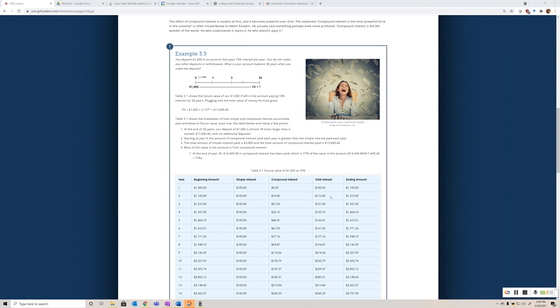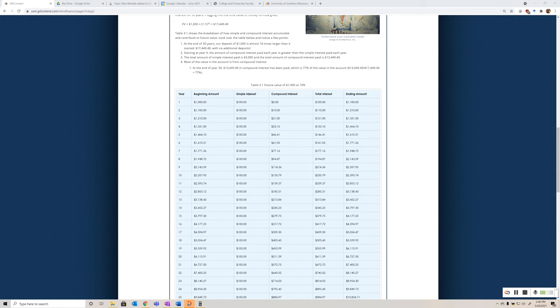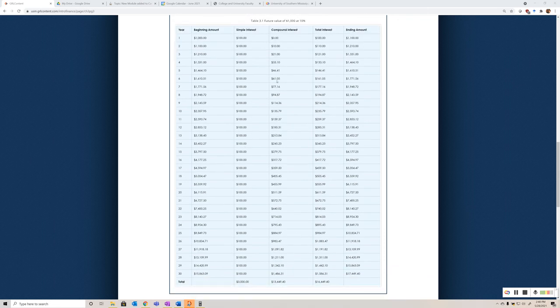This process continues, and what I want you to notice is that the simple interest we get credited every year is $100. It doesn't change. Right? Look at the accumulation of compound interest. It goes from $0 over year one to $10 over year two. If we jump to year 10, it's up to $135.79. And this is not accumulated compound interest. We earned $135.79 just in year 10 of compound interest. It's now more than the simple interest that the account was paying, and it continues to grow quickly.